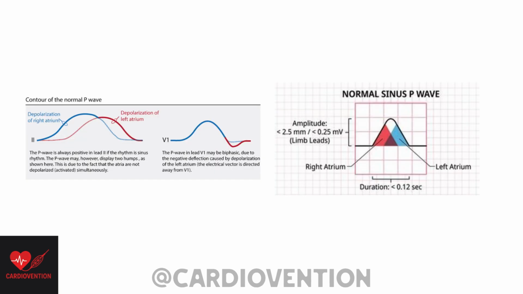The duration should be less than 120 milliseconds or 3 small squares. Amplitude should not exceed 2.5 mm in the limb leads and 1.5 mm in the precordial leads. The axis normally lies between plus 45 to plus 75 degrees.